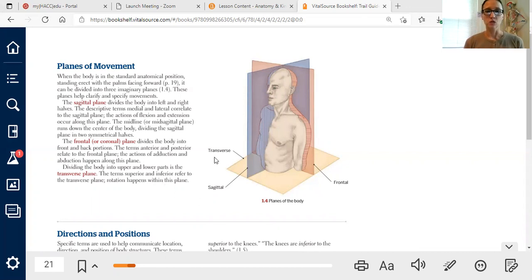All right? So the frontal or coronal plane divides the body into front and back portions. The sagittal plane divides the body into right and left sides. And the transverse plane divides the body into upper and lower portions.